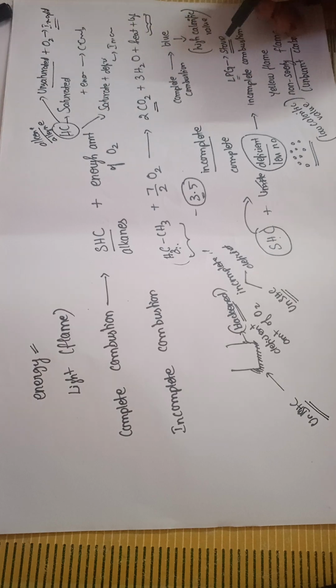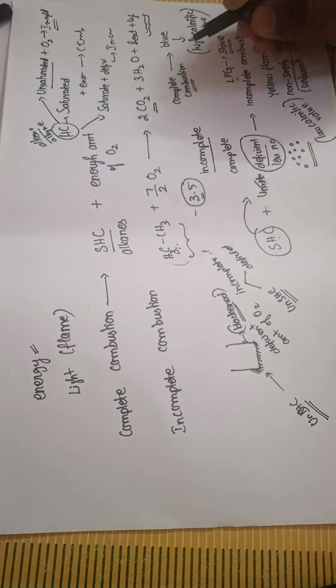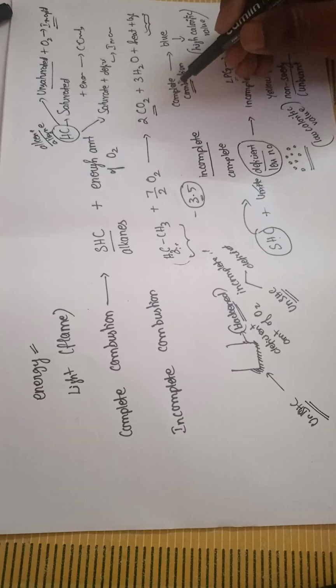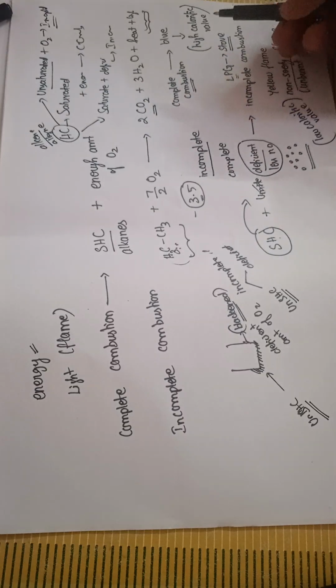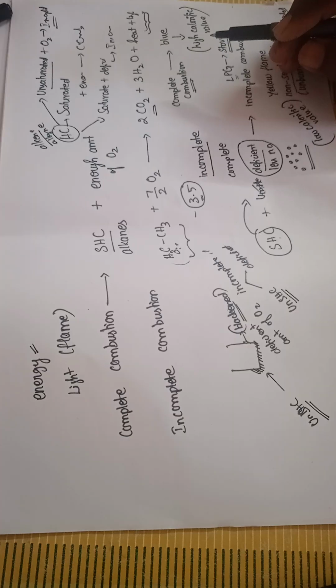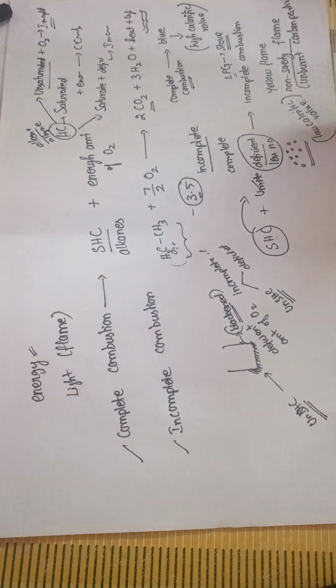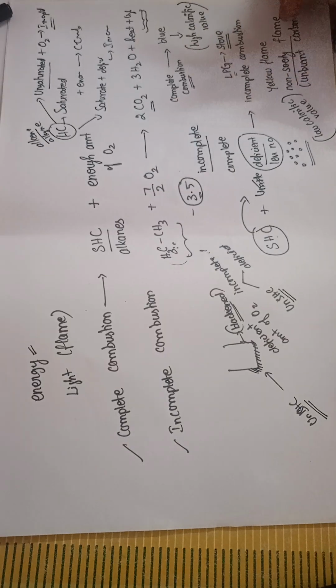That is complete combustion. You get complete combustion when a saturated hydrocarbon reacts with enough oxygen. When an unsaturated hydrocarbon reacts with oxygen, it gives incomplete combustion. One more special case is when a saturated hydrocarbon reacts with a deficient amount of oxygen, it will undergo incomplete combustion. Clear? So questions will be asked from these two. Try to understand, then try to apply your knowledge. Okay.